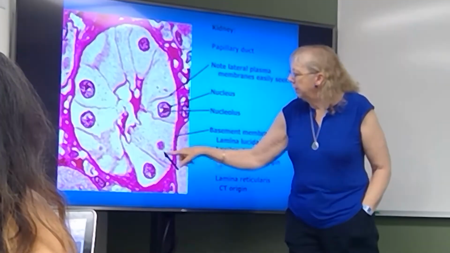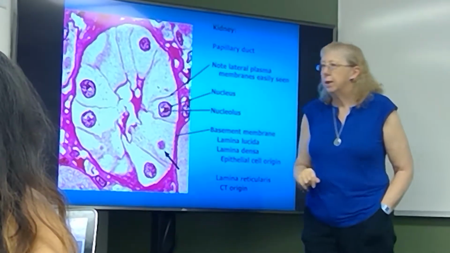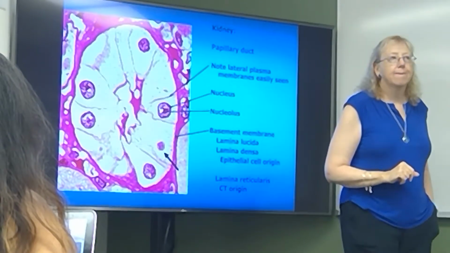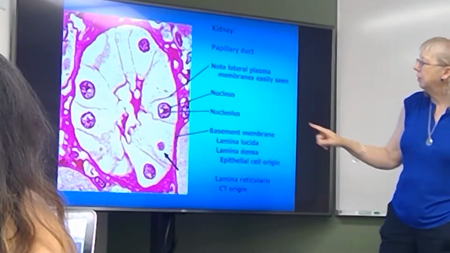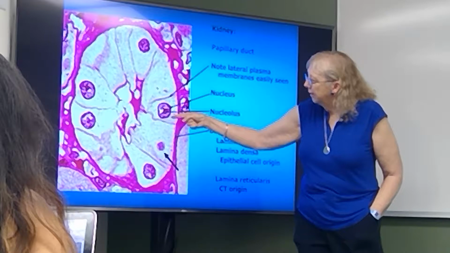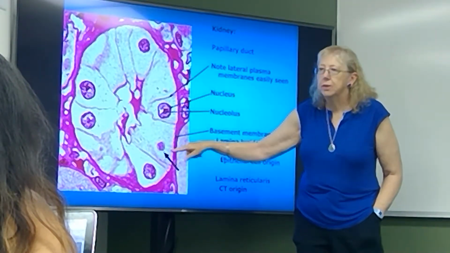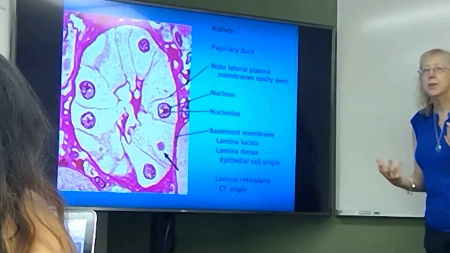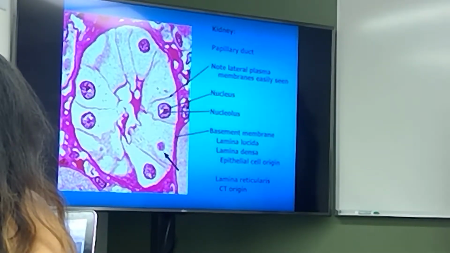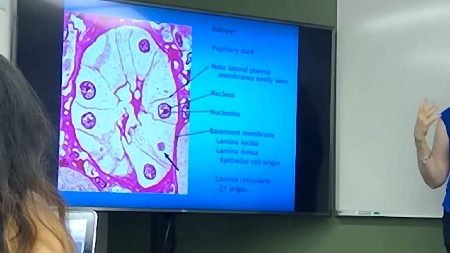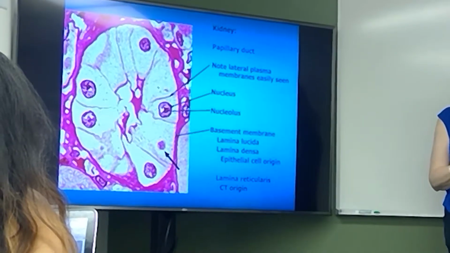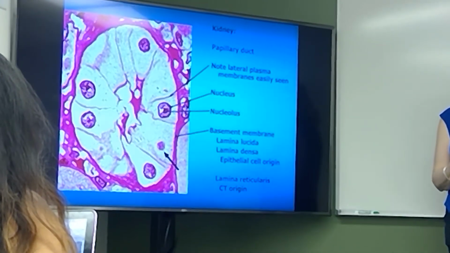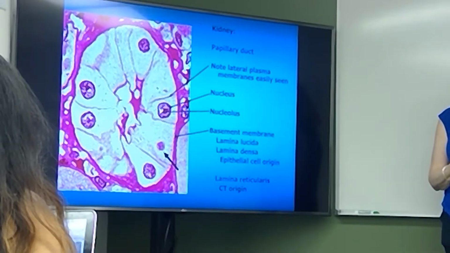Can anybody tell me what they think that might be? Part of the nucleus, right? You skimmed along the surface of the nucleus, the nuclear membrane. And so these are the kinds of things that you have to start thinking about, converting what we see on a two-dimensional image into what might have been a three-dimensional structure. What are we missing?